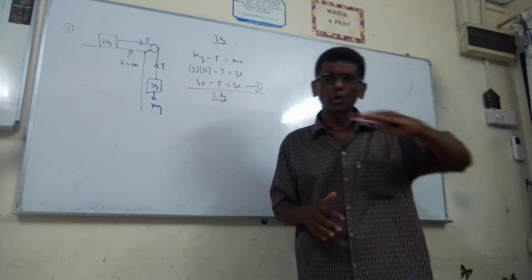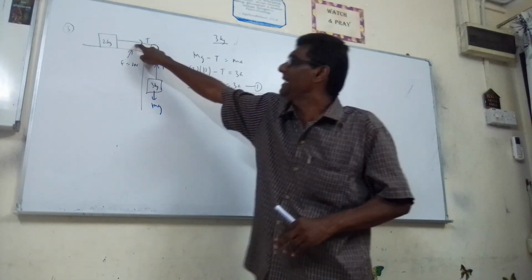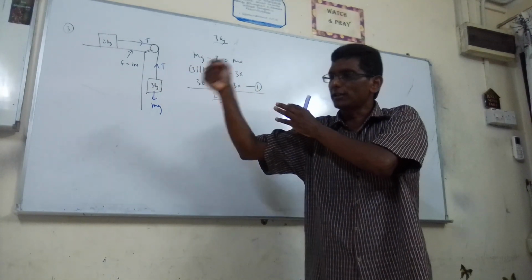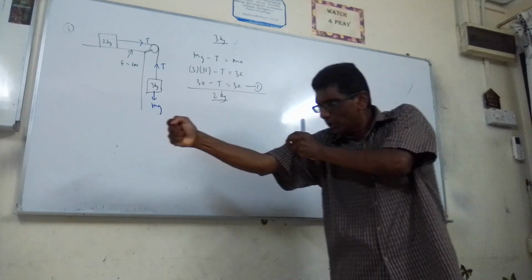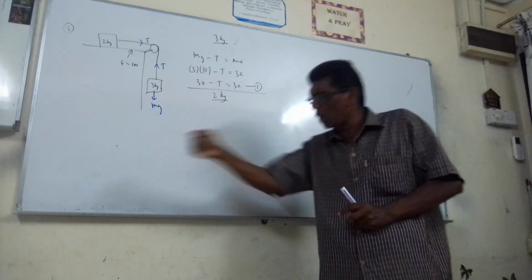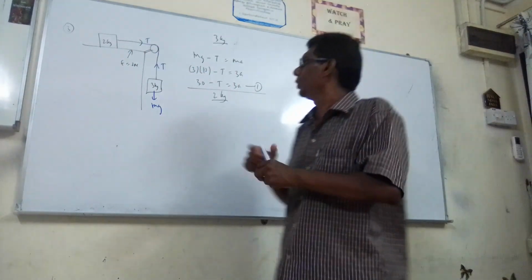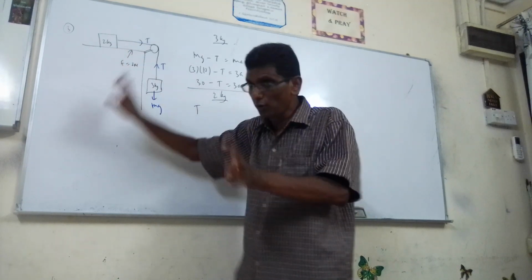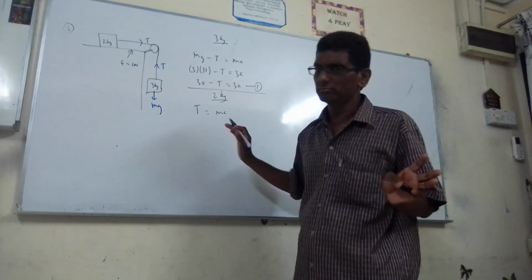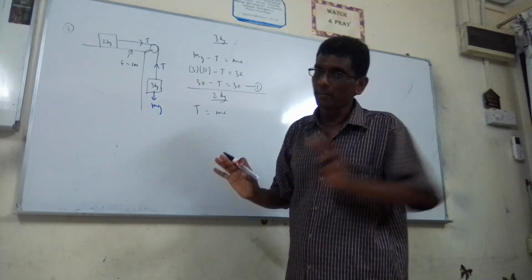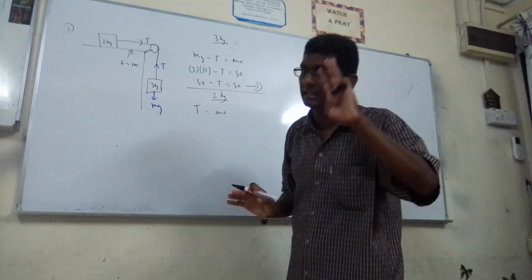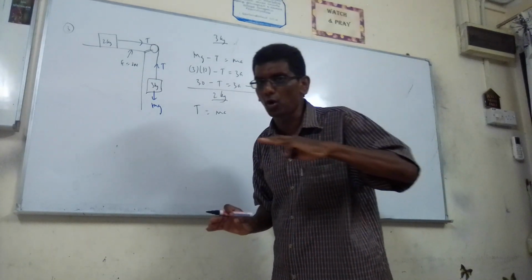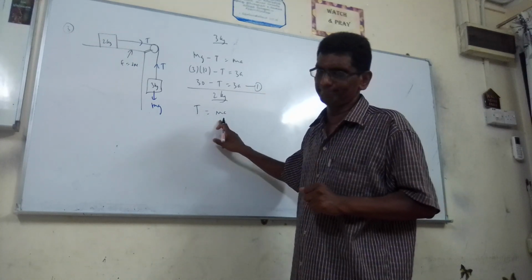Now consider the forces acting on the 2 kg. Why does the 2 kg move horizontally? Because T, the tension in the rope, pulls the 2 kg horizontally. If there is no friction, T equals ma, because there is no mg. Gravity doesn't take effect on any object moving horizontally.